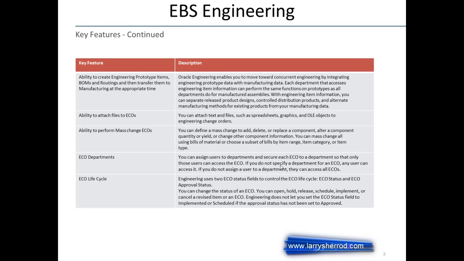You, of course, also have the ability to attach files to ECOs, and you have the ability to perform mass change ECOs. This is very similar to what you have in the bill of material module for mass change updates. You can manage ECO departments so that your approvals list and your approval people only see the information that's relevant to the department they're assigned to.